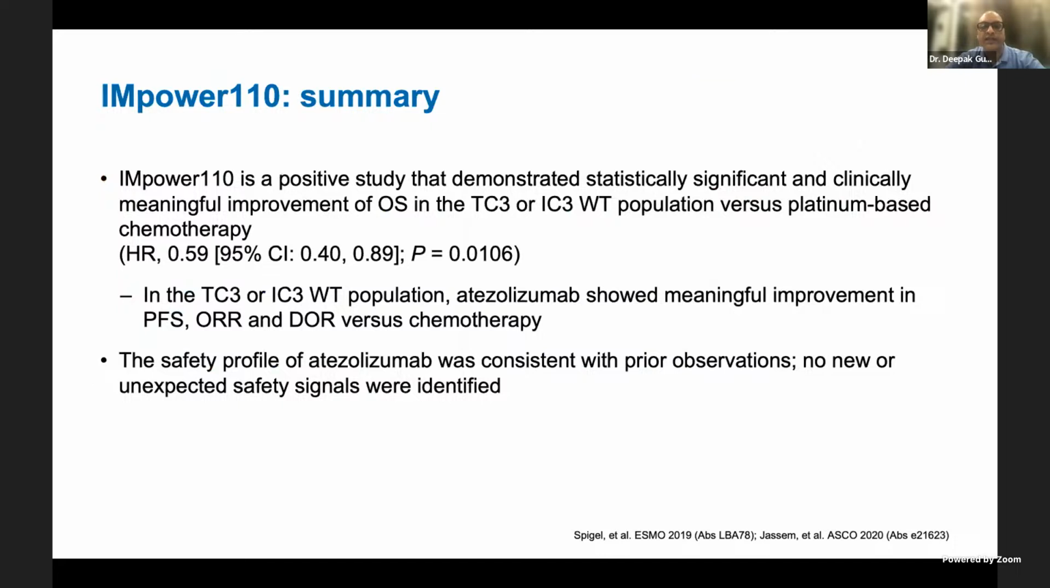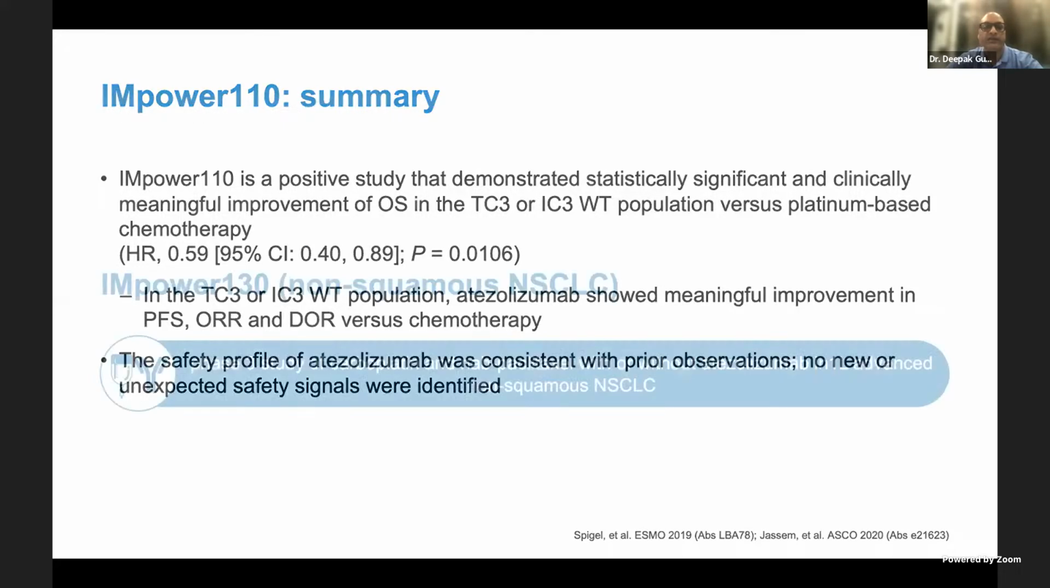So it was a positive study that demonstrated statistically significant and clinically meaningful improvement of OS in the TC3 or IC3 wild-type population versus platinum-based chemotherapy. Atezolizumab showed meaningful improvement in PFS, overall response rates, and duration of response as compared to chemotherapy. And the safety profile of atezolizumab was consistent with prior observation. No new safety signal was identified.